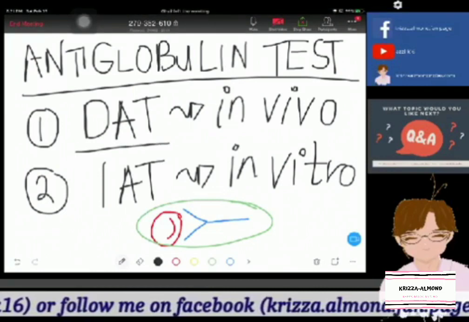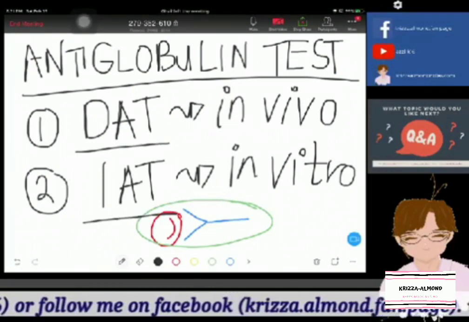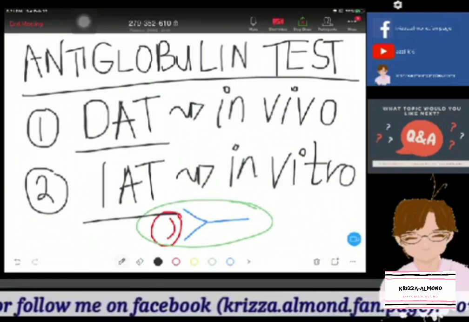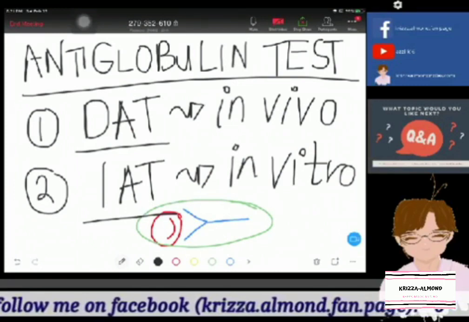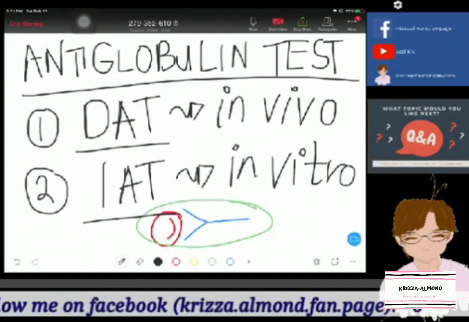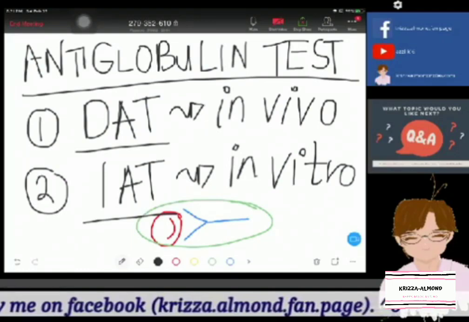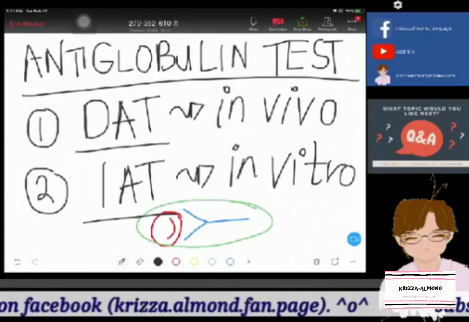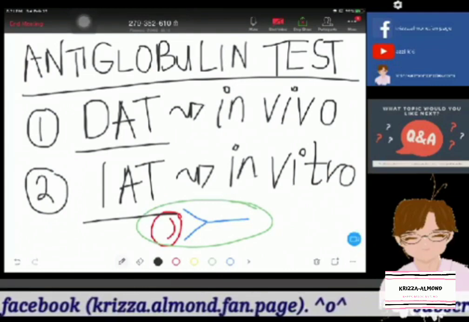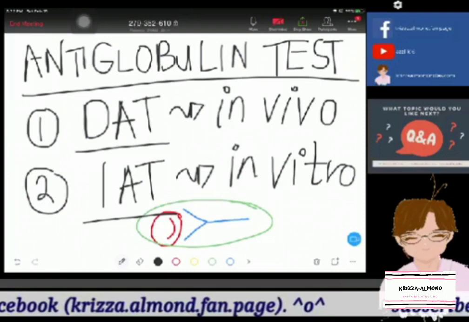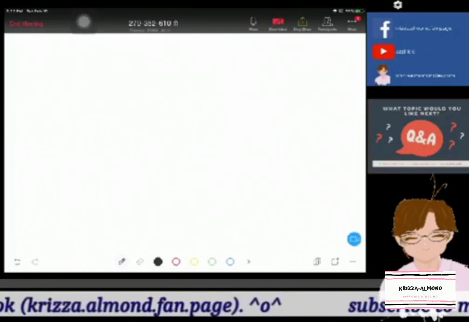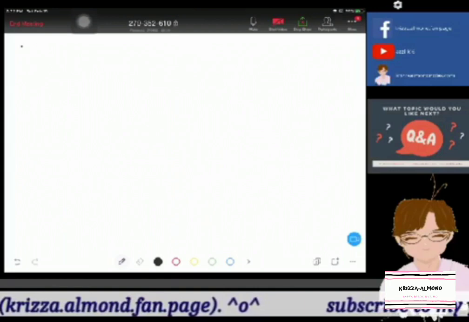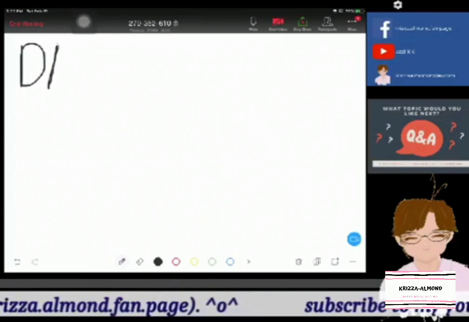So, alamin po natin yung procedure. Paano po ba ginagawa si DAT at paano ginagawa si IAT? Another question that we wanna know is, para saan ba sila? Ano ba yung application nila sa ating clinical setup, no? Tuwing kailan sila nire-request ng doktor, no? Para saan yung kanilang nade-detect na diseases or mga conditions. Okay, so let us go to another whiteboard. Okay, let's go to another whiteboard and let's look at the direct antiglobulin test.